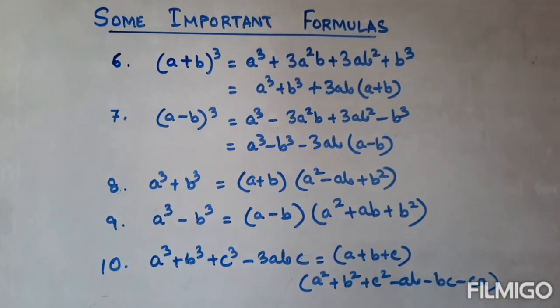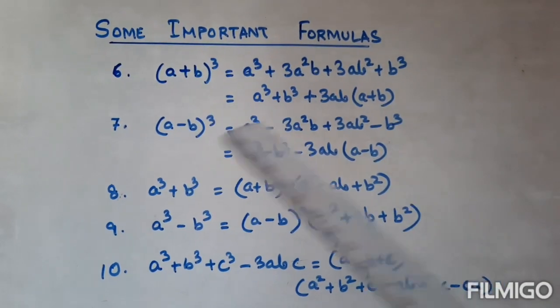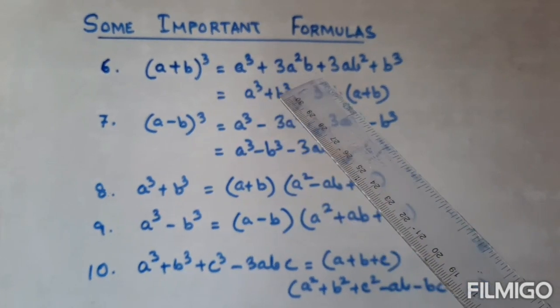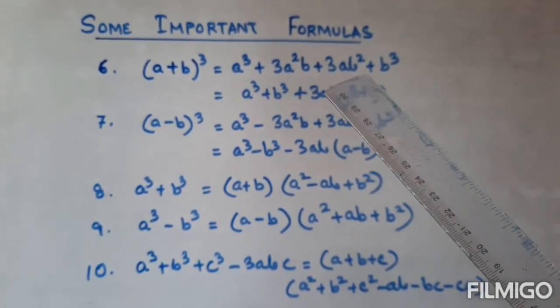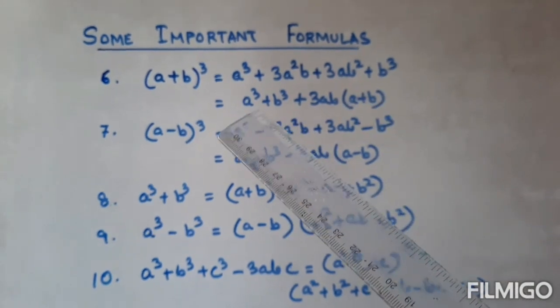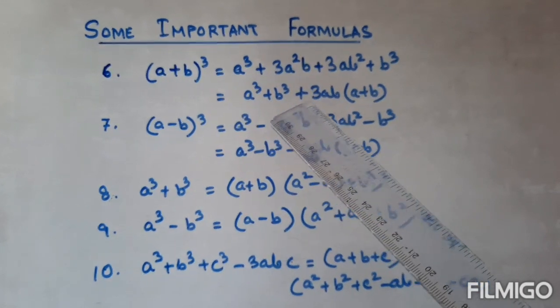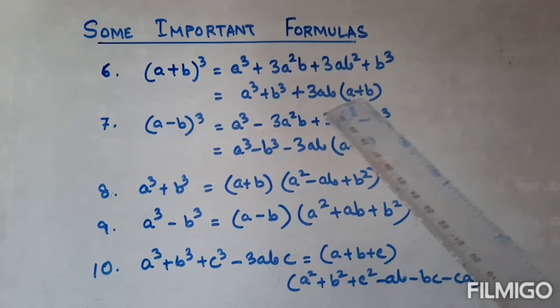Some important cubic formulas. (a plus b) whole cube is equal to a cube plus 3a square b plus 3ab square plus b cube. Again we need to know two formulas: a cube plus b cube plus 3ab within bracket (a plus b).